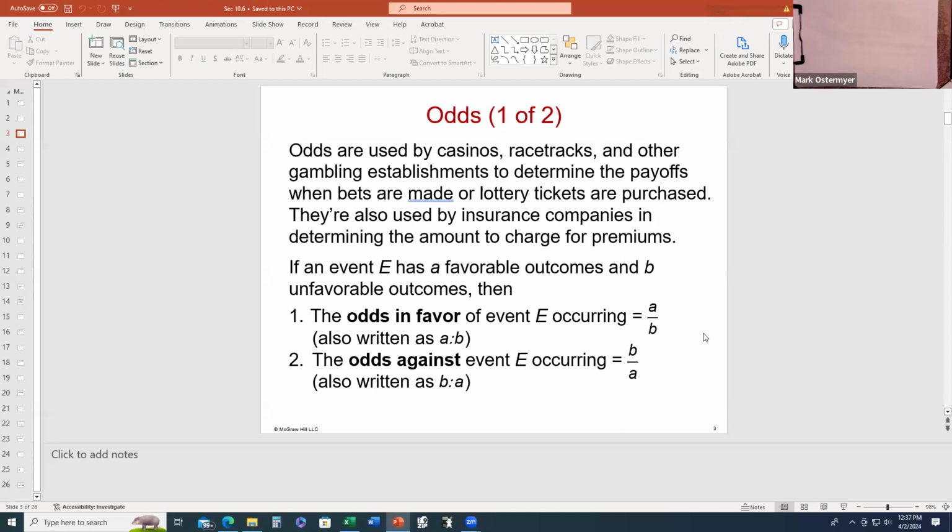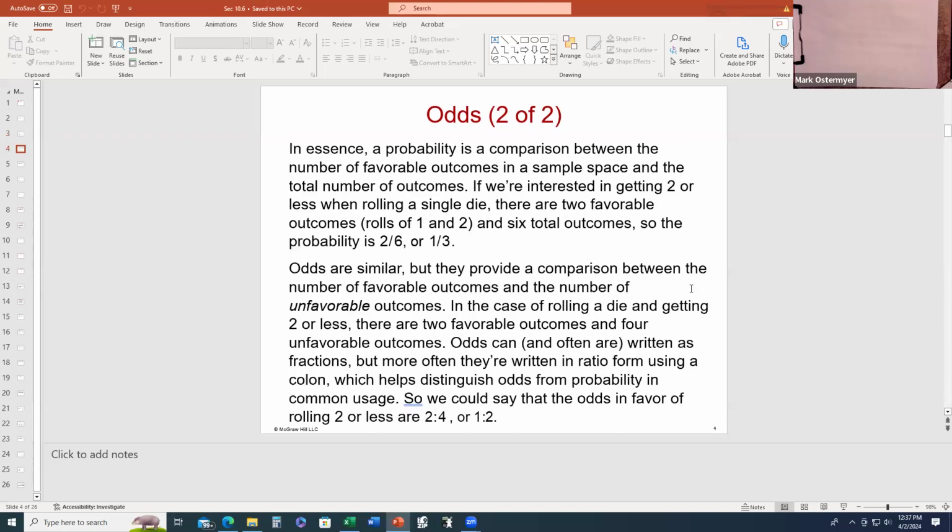So just like probabilities, odds are usually expressed as fractions. Suppose we're interested in getting two or less when rolling a single die. Then there are two favorable outcomes that would enable this event to occur. That is, if we roll a one or a two. And there are six total outcomes. So we would say the probability of rolling a two or less on a die would be 2/6, or 1/3.